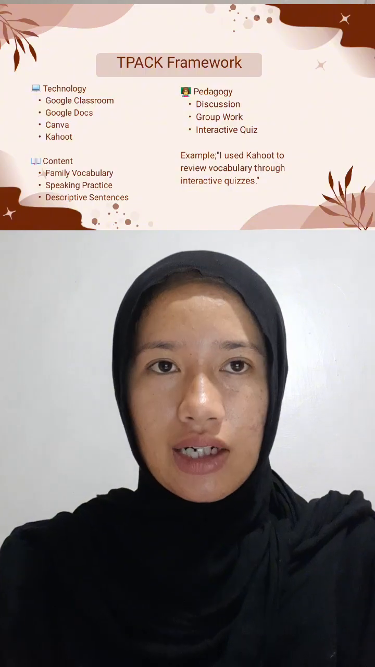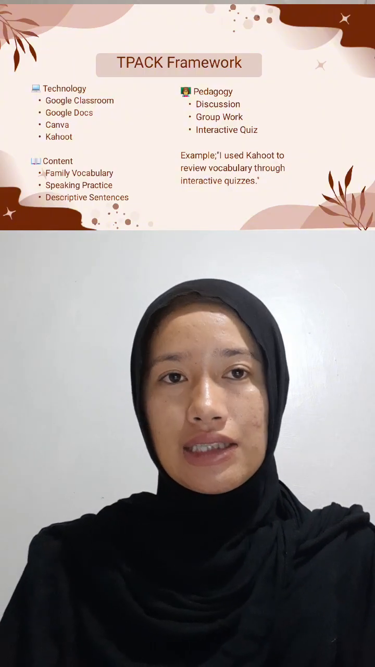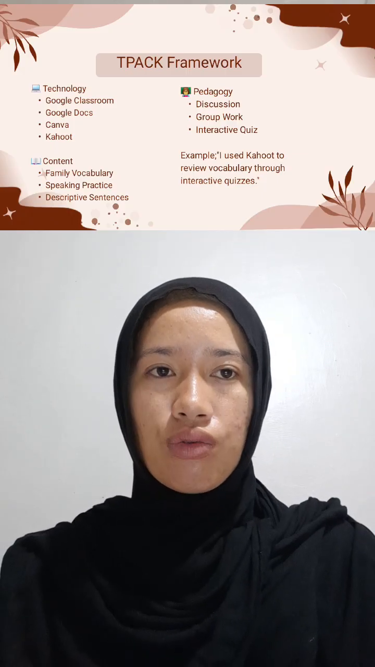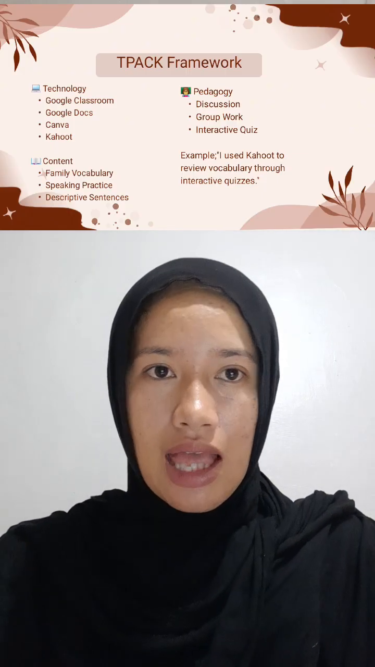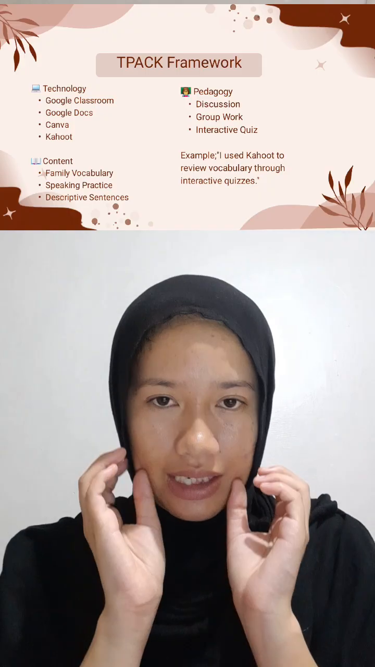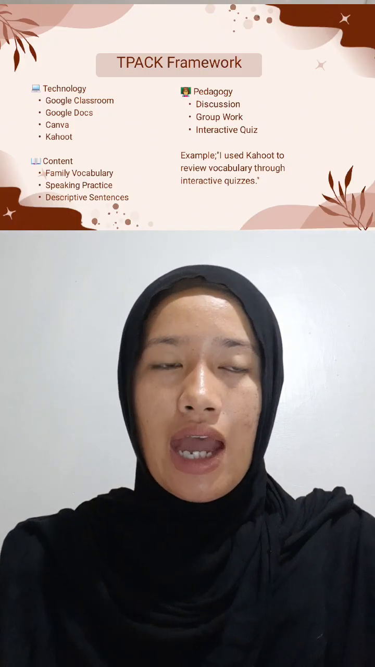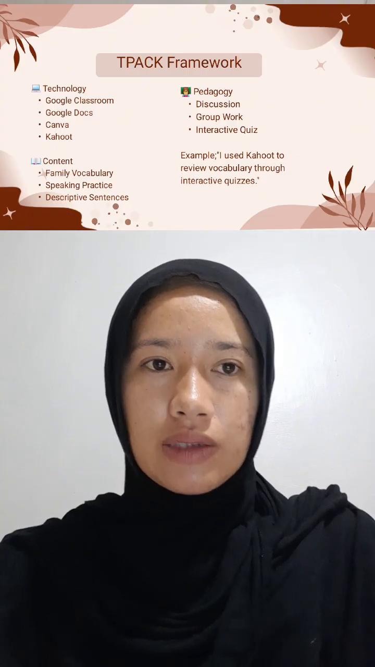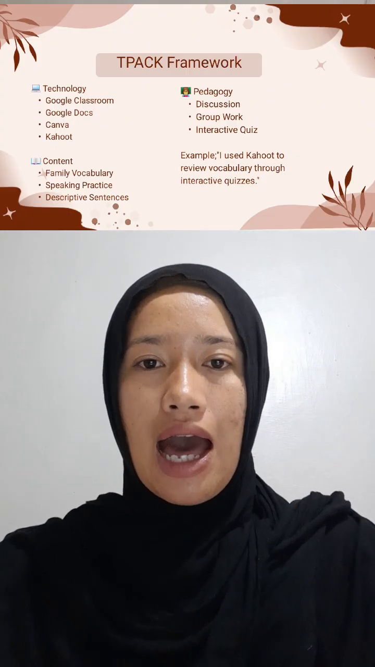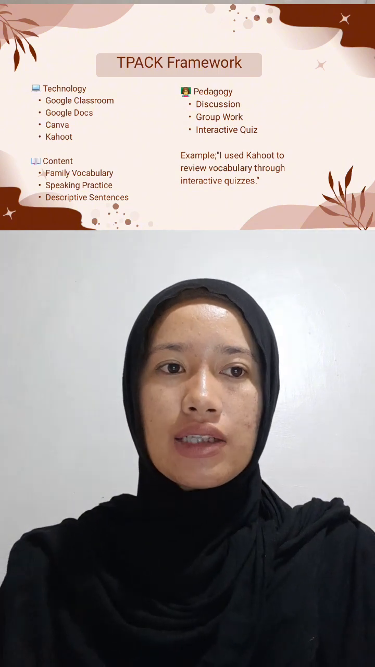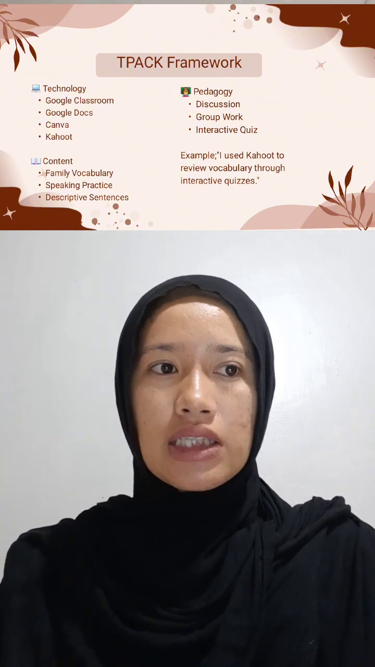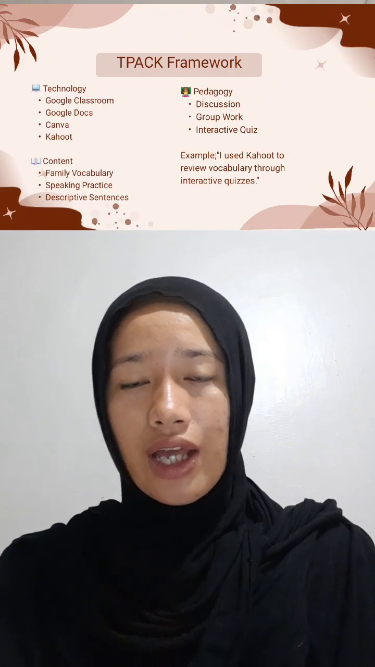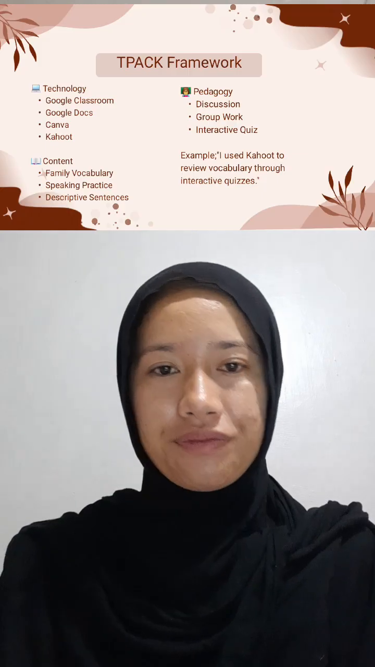The next is content. The content of this lesson includes family vocabulary, where students learn words related to family members, and then speaking practice. Students practice speaking and introducing their family members. The next is describing sentences. Students learn how to describe people using adjectives and simple sentence patterns. Example: she is beautiful, he is friendly, my brother is smart.